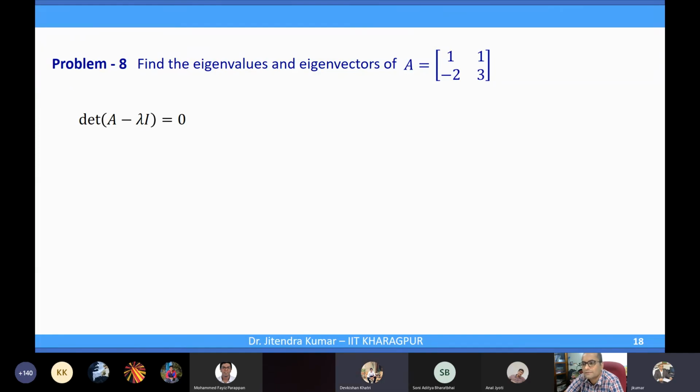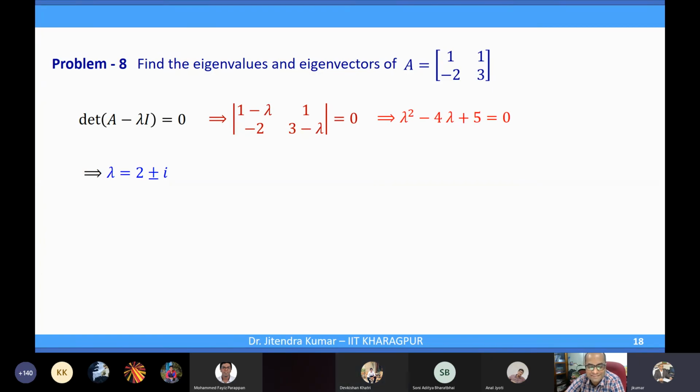Five and minus 1. 5 and minus 5 and minus 1. 5 minus 5. I'm getting something else. Yes, sir, 5 and complex numbers. 2 plus minus iota. Yes, sir. So you got different values this time?